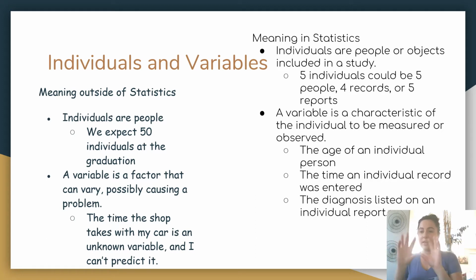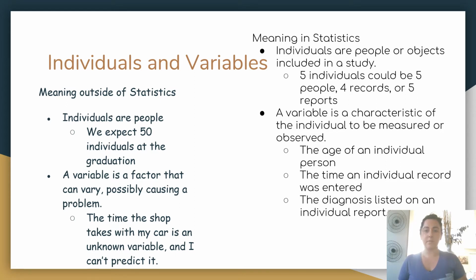Now let's look at within the scope of statistics. An individual within the scope of statistics could be people or objects. An individual is a thing, like one unit of something. I don't know if that makes sense, but it could be people or objects. It doesn't always have to be a person. So individuals are people or objects that are included within a study. Some examples: 5 individuals could be 5 people, or 5 individuals could also be 5 records or 5 reports.